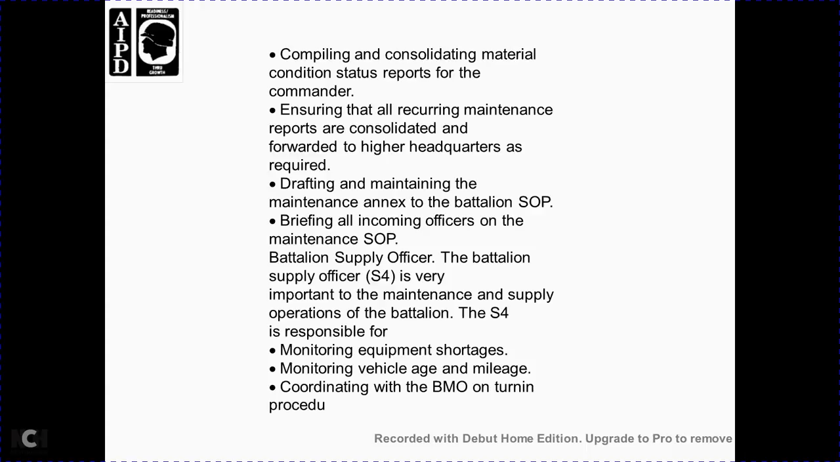The maintenance annex of the battalion standard operating procedure, briefing on the maintenance standard operating procedure. Battalion supply officer: the battalion S4 is important for maintenance and supply operations in the battalion.